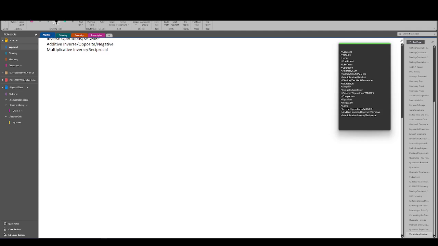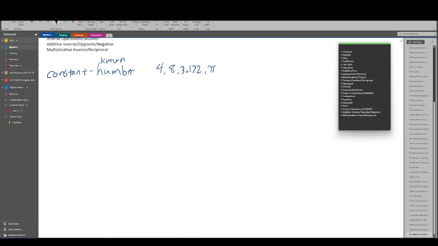So starting out, our first term that we want to know is constant. A constant is a number that doesn't change. Basically, you could think of it as a known number. So 4 is a constant, or 8, or 3.172, or pi. Anything that always has the same value is a constant. If we use the word in terms of English, saying something is constant means that it doesn't change and it's always present. So that's a constant as opposed to a variable.